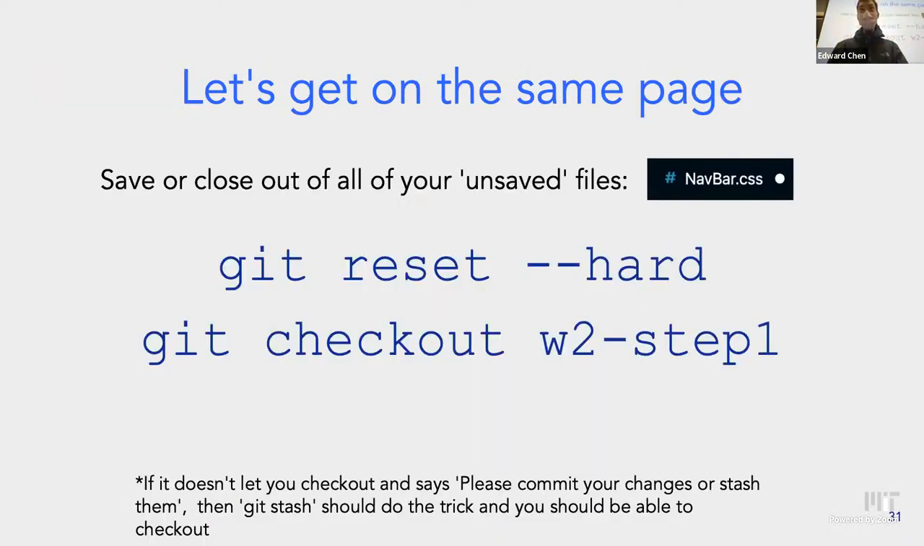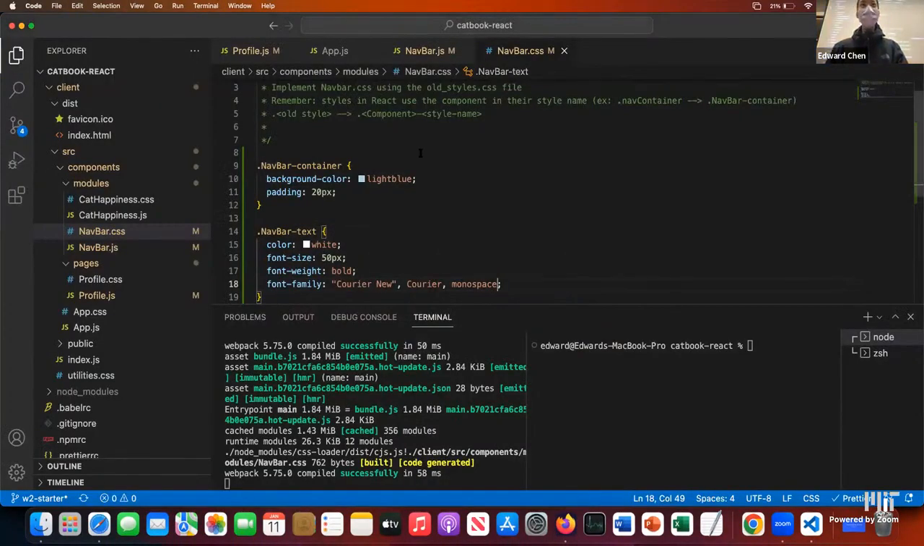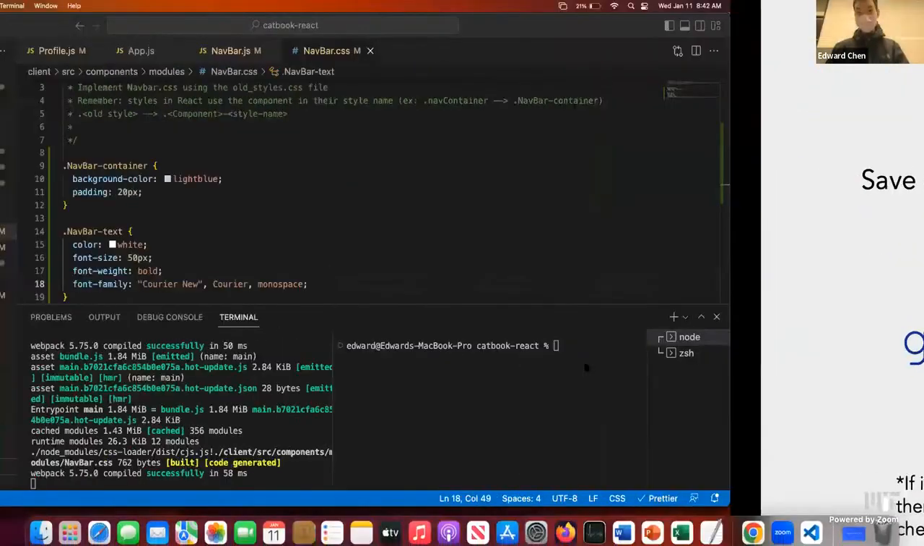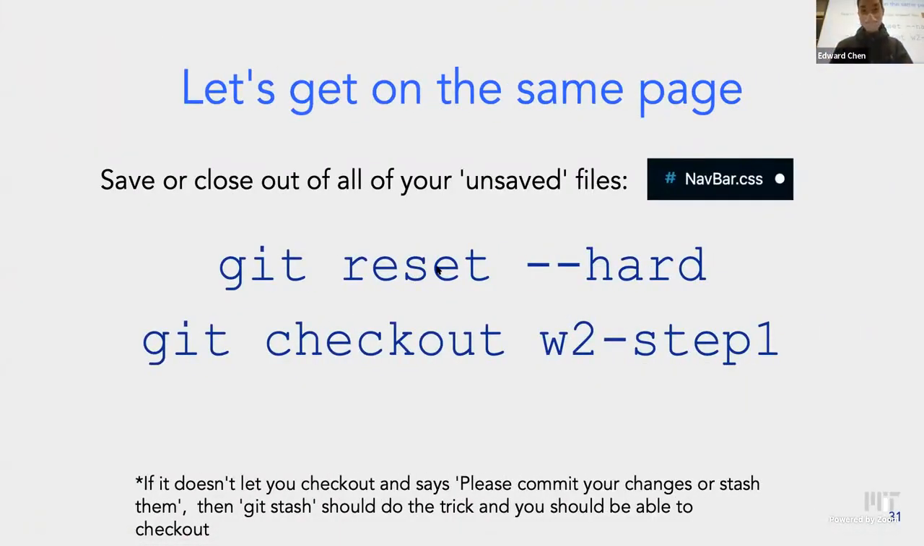And now let's make sure that we get everybody caught up with what we've been doing. So if you haven't added a navbar and you want to add a navbar, you can go to your Visual Studio Code and make sure that you've closed any unsaved files. I don't have any unsaved files right now. Make sure that you close any unsaved files and then run in your second terminal window, git reset --hard, and then git checkout w2-step1, which will get you caught up to where we are right now, which is just the same Catbook that we had last week, basically, with the navbar and React.